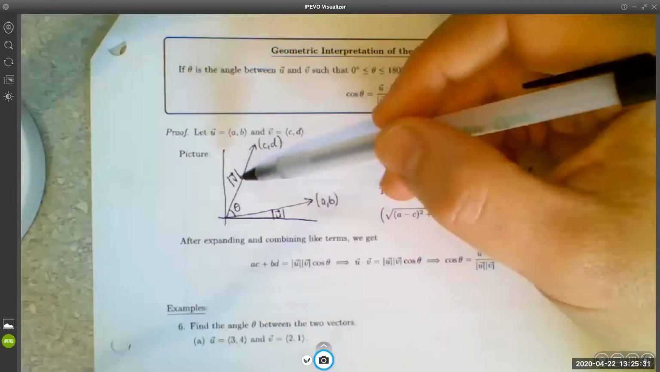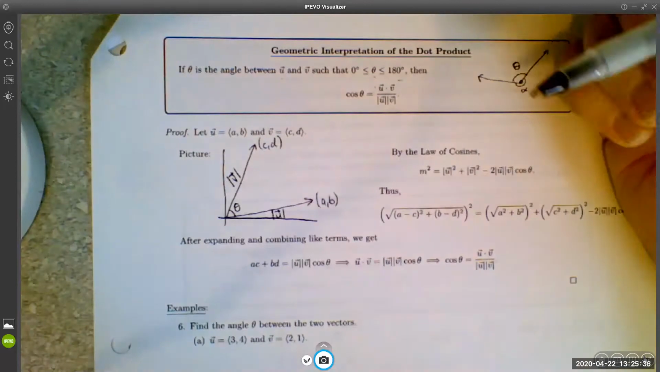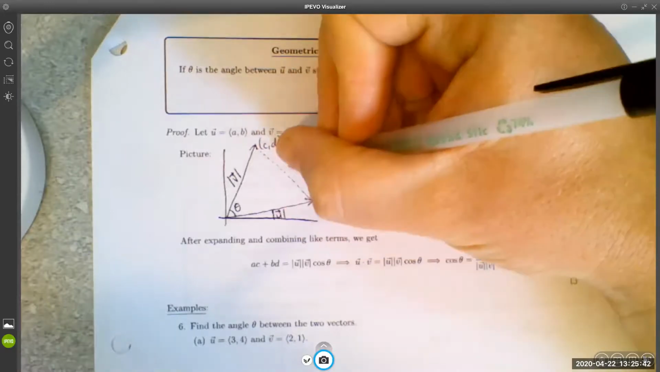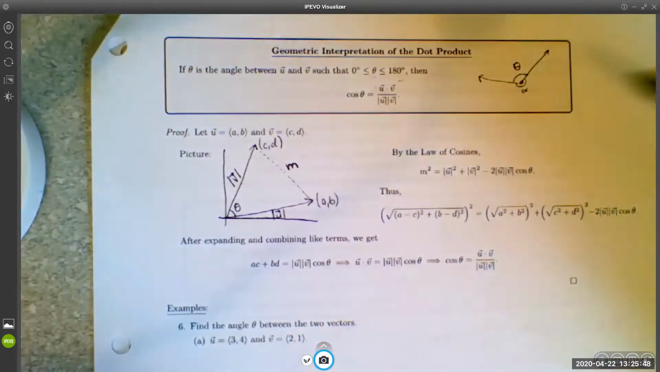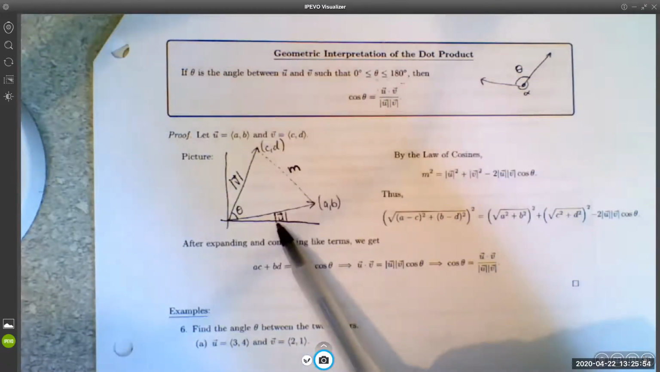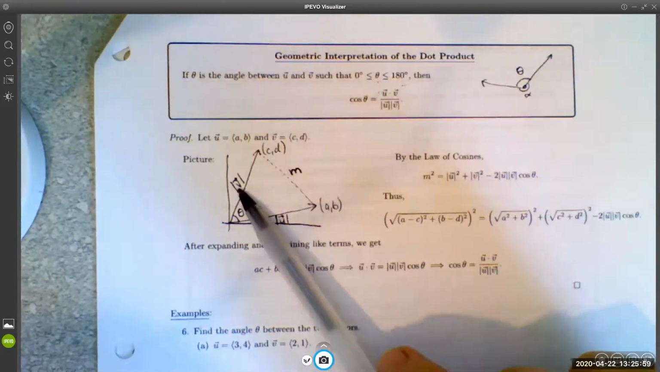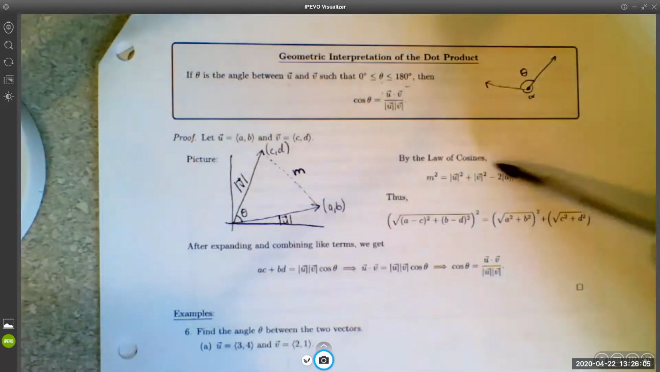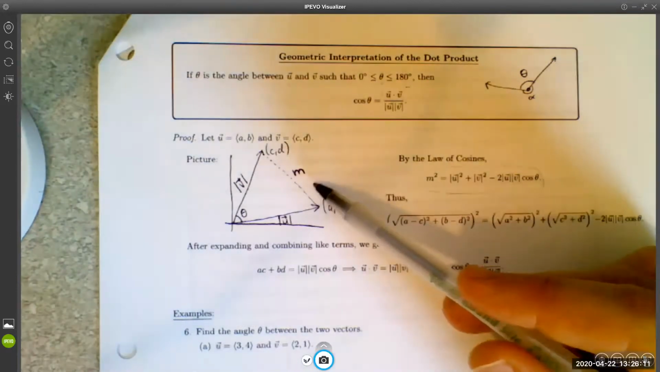In other words, we basically have side-angle-side information, and so this reminds us of a triangle. If we complete this little triangle, and call this length M, then applying the law of cosines, we get M squared equals magnitude of u squared plus magnitude of v squared minus 2 times the magnitude of u times the magnitude of v times cosine of the angle theta. This comes straight from applying the law of cosines to this picture.